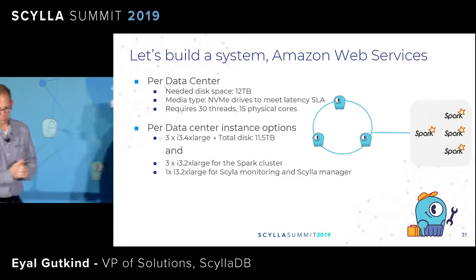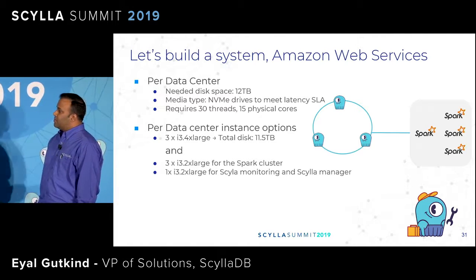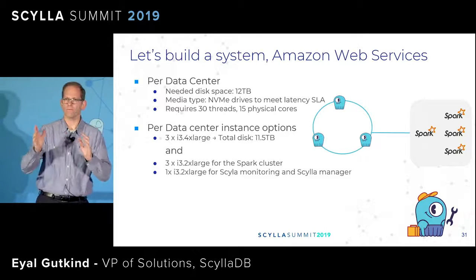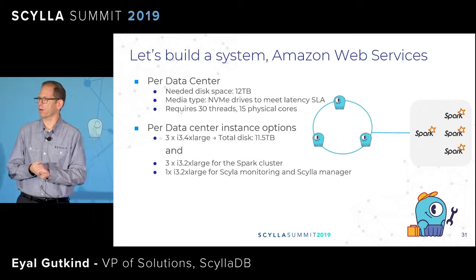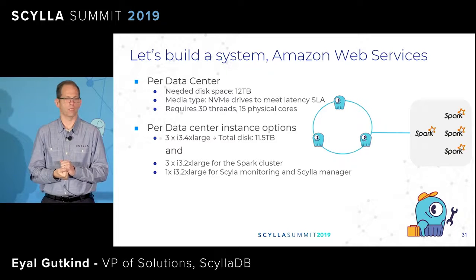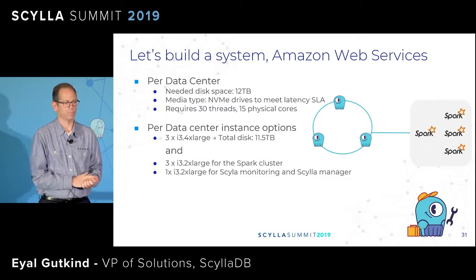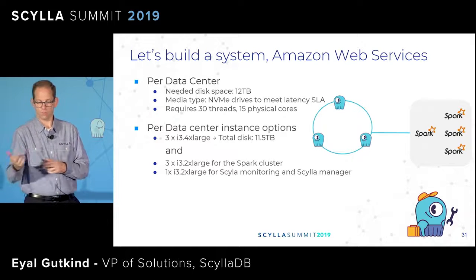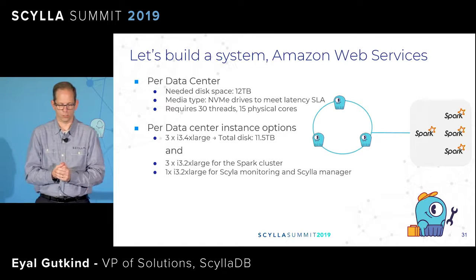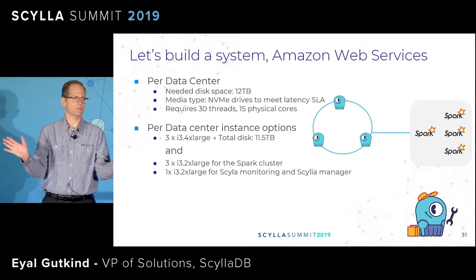In addition to this, do we also need any nodes for monitoring and manager and things like that? Excellent. Yes, we need one additional node, roughly in the same ballpark as our actual nodes, for monitoring and manager. So we'll have another i3.2xlarge for Scylla Monitoring and Manager. It's going to give us almost 1.9 terabytes of storage. And for Spark, I'm guessing right now, you'll need 3 i3.2xlarges for the Spark machines. That's the system.